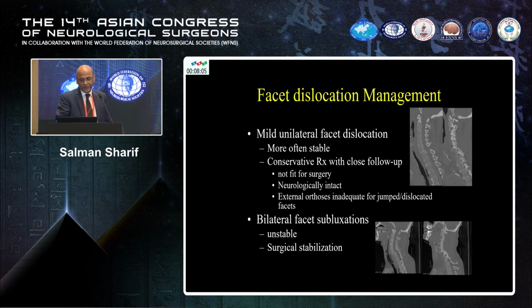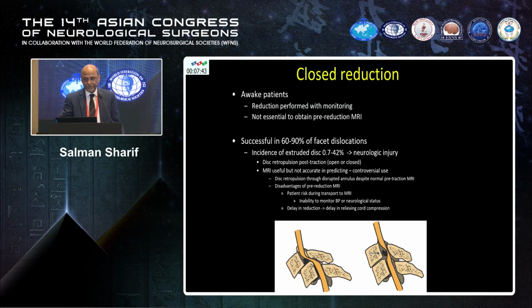Management of facet dislocation: if it's a mild unilateral facet dislocation, conservative treatment could be an option. I generally don't offer that, but if a patient is not fit for surgery, or there are other reasons you can't do it, then yes, it could be treated conservatively with an orthosis. Bilateral dislocations, obviously, are unstable and need to be surgically stabilized.